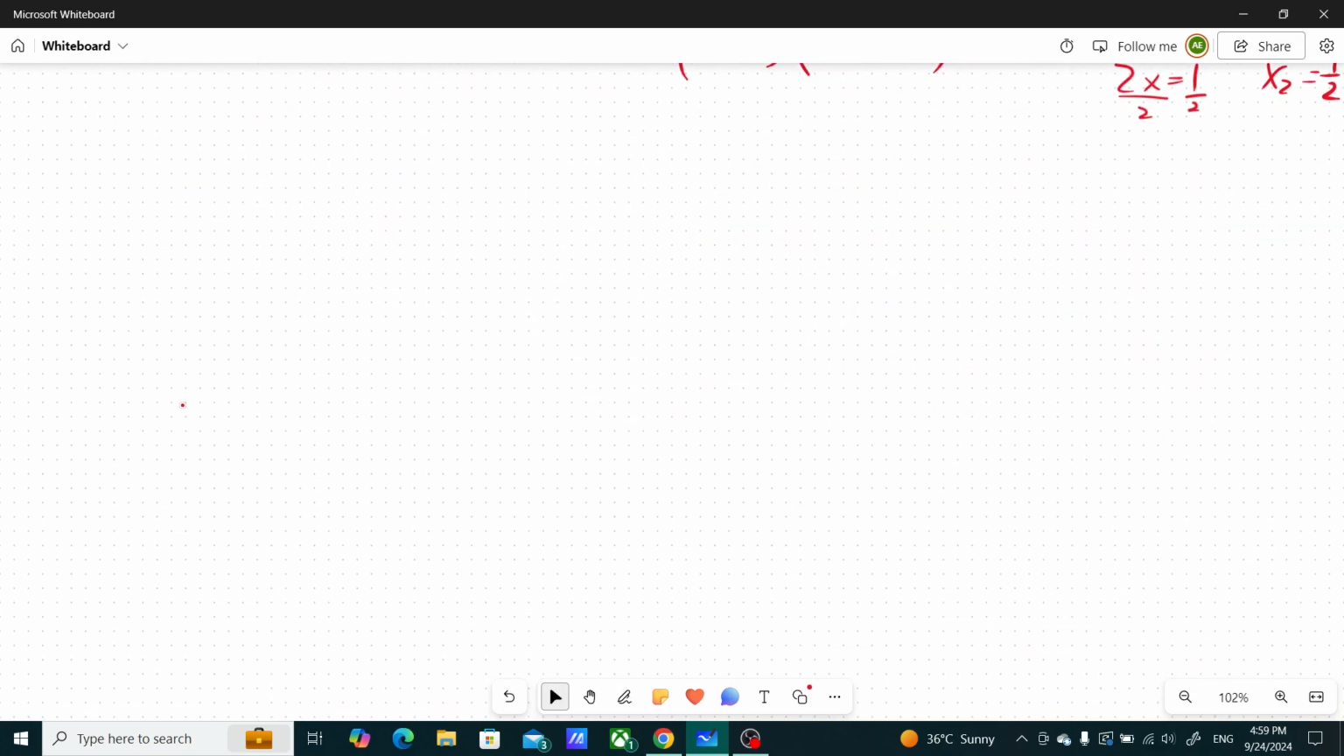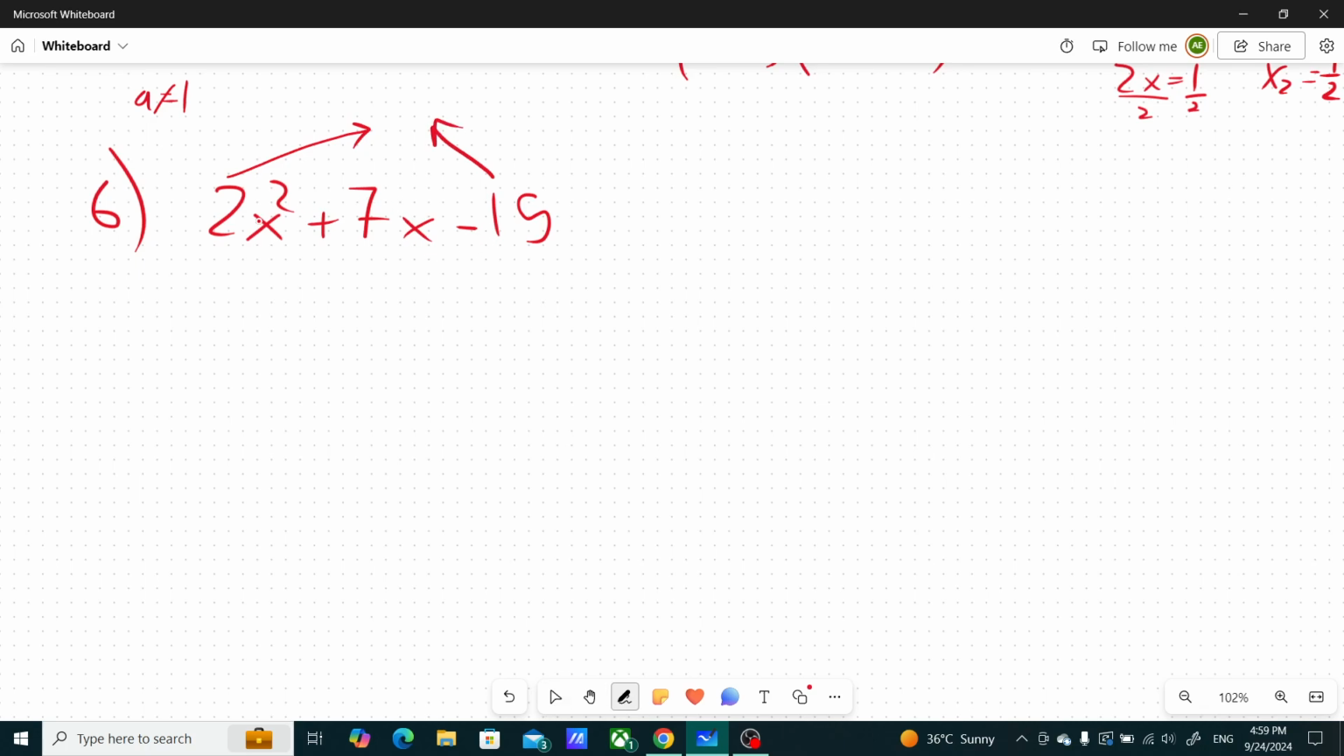Okay, let's take another example. So let's take this example, 2x squared plus 7x minus 15. As we know, this is a case of a is not equal to 1. So the first step is multiplying my a and my c. So 2 times 15 is 30.